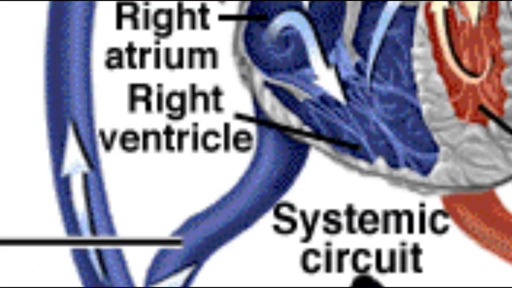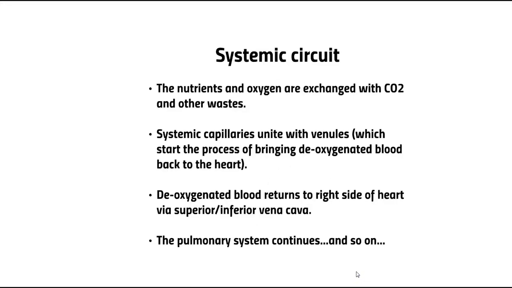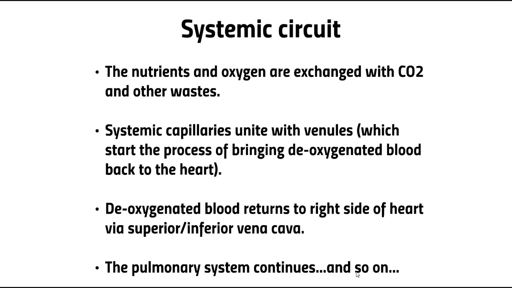And then down to here, the systemic circuit, of course, is between the heart and the body tissue and back to the heart. And we've got the order of events here: arteries, arterioles, capillaries, and on the way back, we've got the venules and veins.